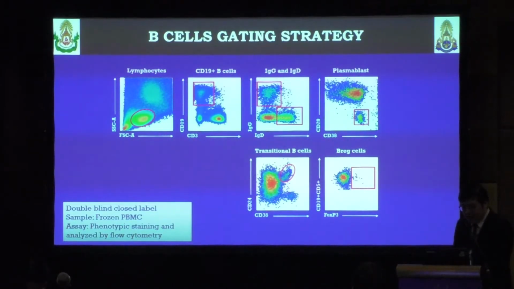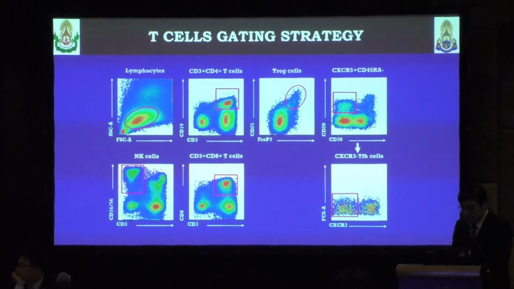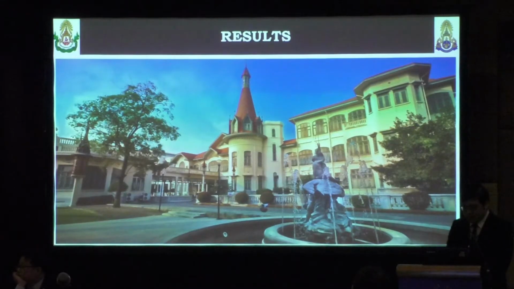We used blinded, cross-labeled, frozen PBMC samples and analyzed the assay with phenotypic staining by flow cytometry. The first one is the B cell gating strategy. We use lymphocyte, B cell, IgG, IgD, plasmablast, transitional B cell, and regulatory B cells. Another one is the T cell gating strategy. The cells we use are lymphocyte, T cell, regulatory T cell, T follicular helper cell, natural killer cell, and CD8 T cell. The results.